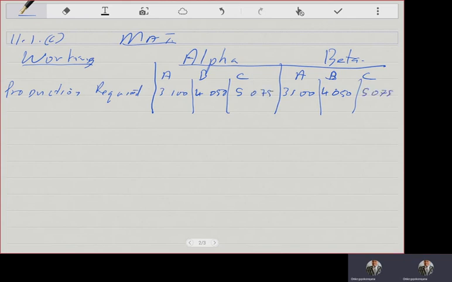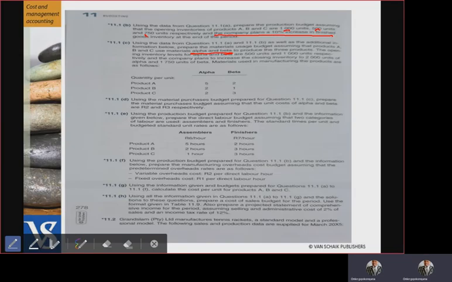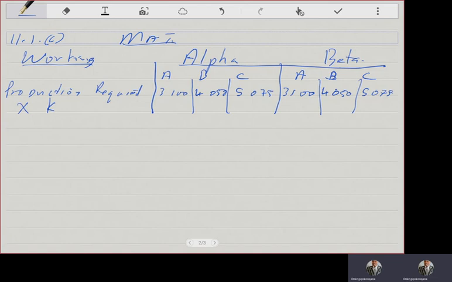5,075. That's it. Then you come to this information that is given for you that you'll make use of. To produce each and every unit of product A, how many kilograms of alpha do we need? For product A, out of alpha we need 5, and 2 of beta. Then we multiply by that, times the kilograms. So for alpha it is 5, but this side is 2.